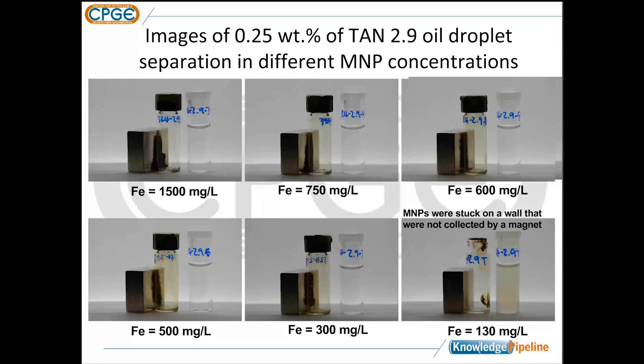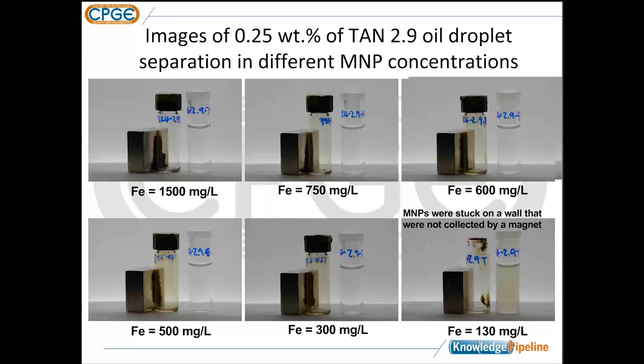This view graph shows the images of micron-sized crude oil droplets, whose concentration is 0.25 weight percent, and how they're separated by magnetic field application. It shows samples with different magnetic nanoparticle concentrations: from the top, 1500 milligram per liter, and at the bottom right corner, only 130 milligram per liter.